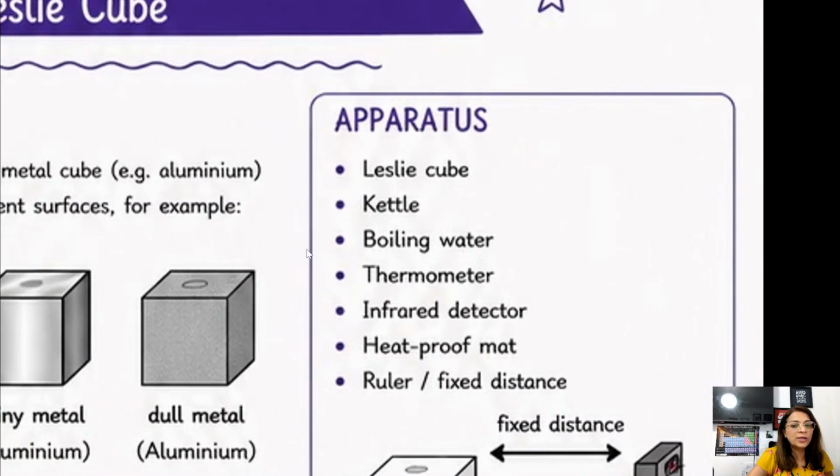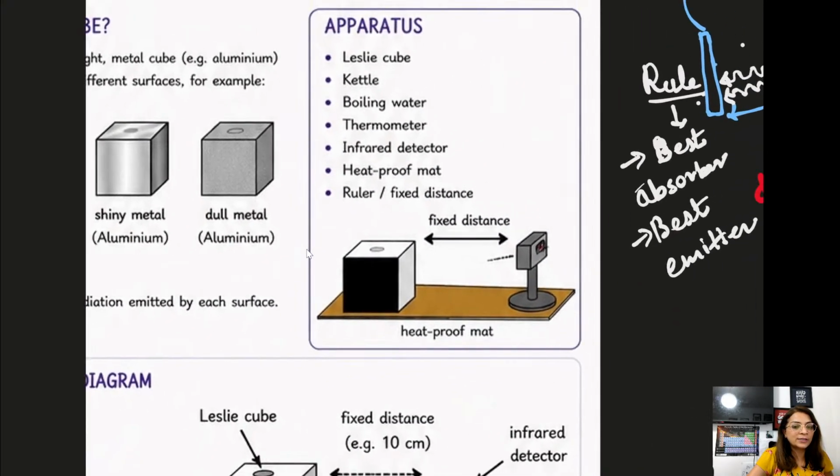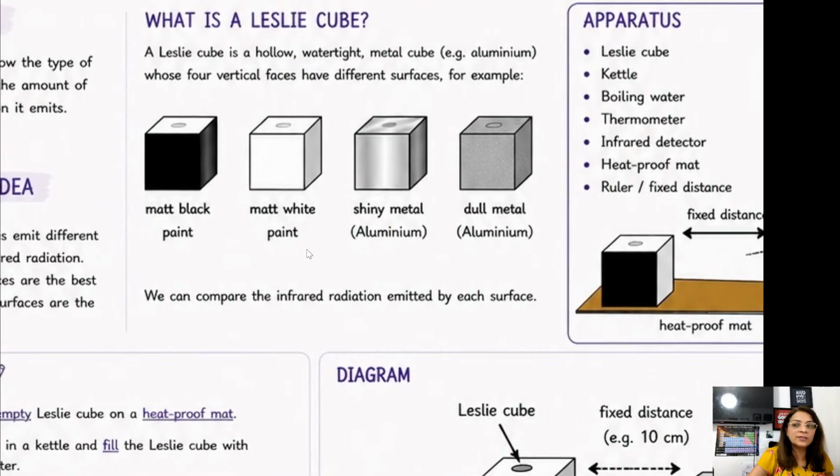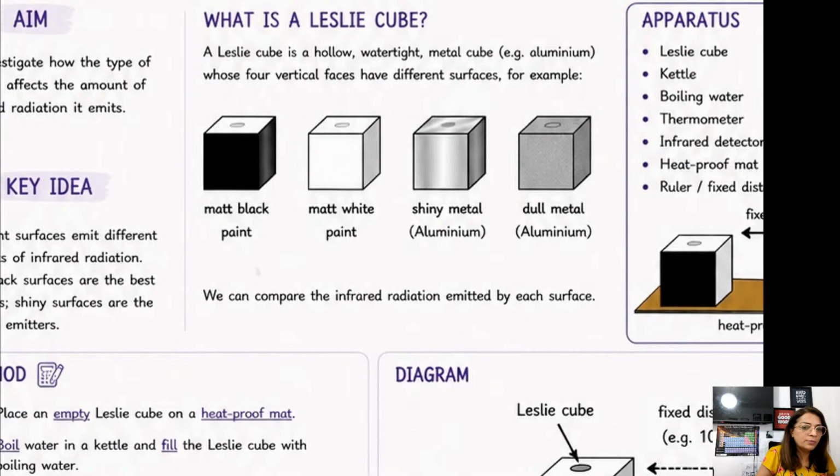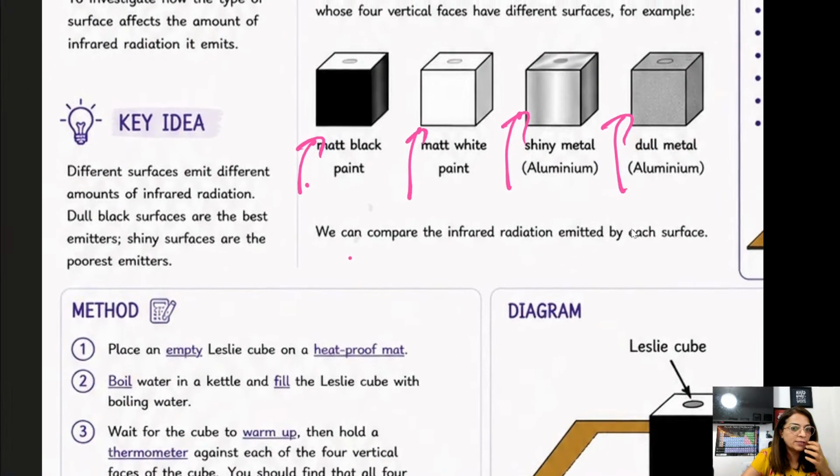Okay, so that is all about this practical. But they will give you different surfaces. You see, matte black. Type in the chat, what surfaces can you see? Matte white, shiny metal, and a dull metal. Yeah, very good. I think you understand this, guys. Yeah, you understand this practical.